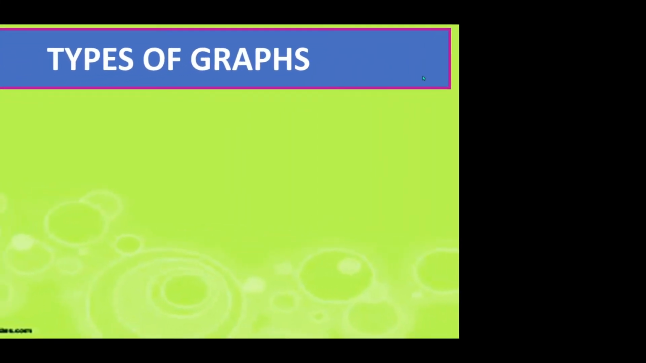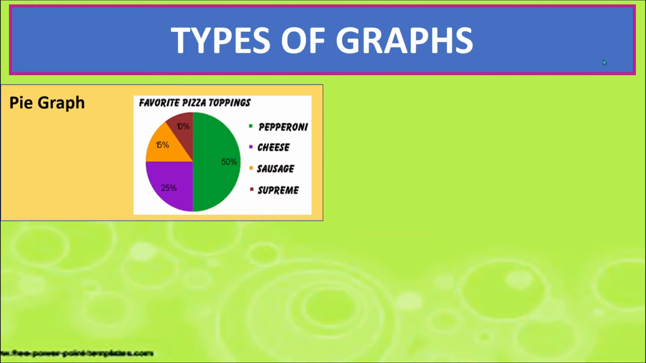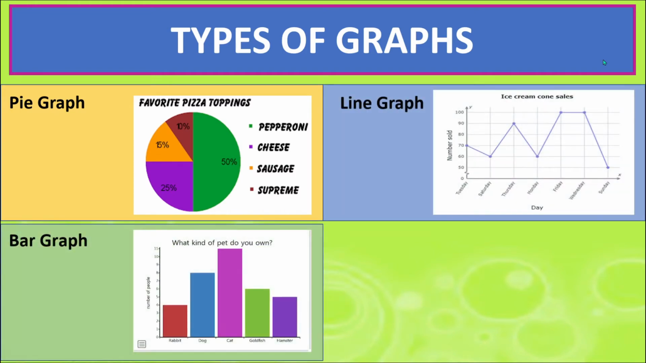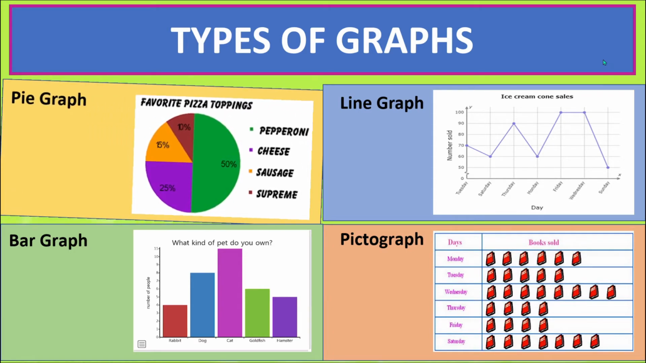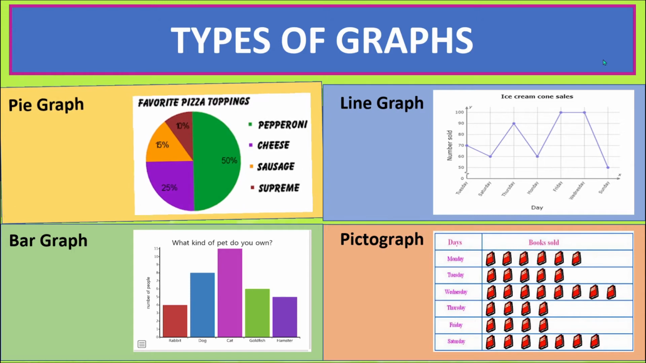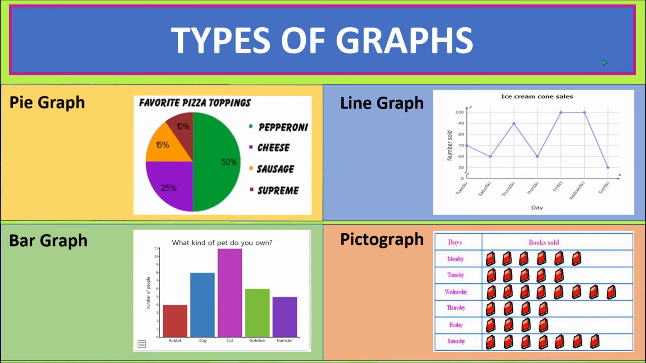Now, let us review our past lesson. During our past lesson, we discussed the different types of graphs and its uses. The pie graph, the line graph, the bar graph, and the pictograph. The pie graph is used to represent the proportional data or relative data in a single chart. The concept of pie slices is used to show the percentage of a particular data from the whole pie.